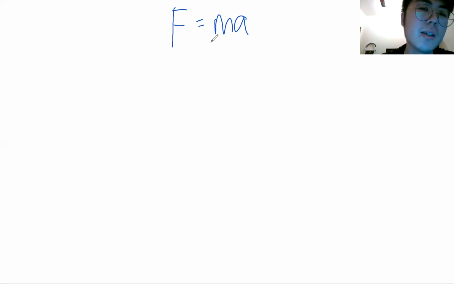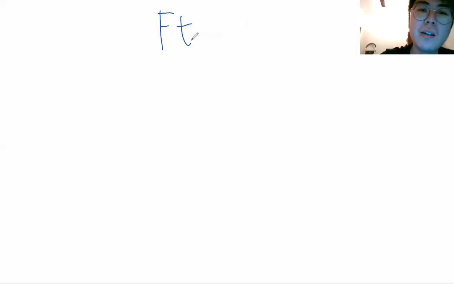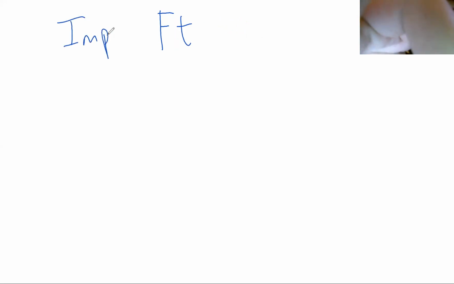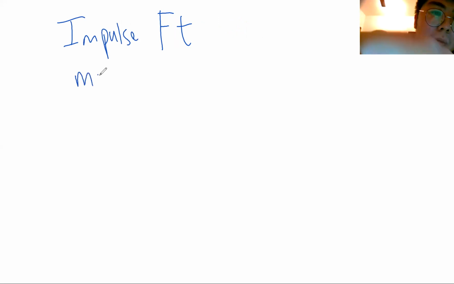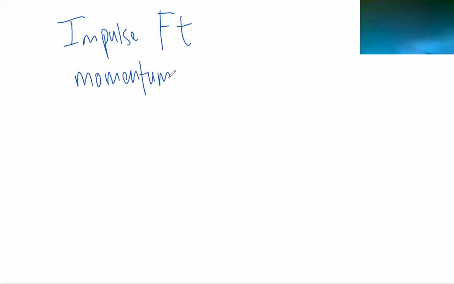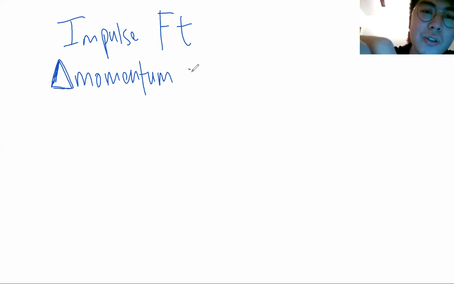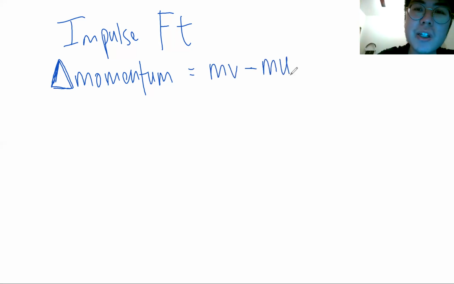Now let's go to Newton's second law. The second law is F equals ma. Before this chapter, we learned about momentum, right? What is the impulse formula? Impulse is F times t. Change of momentum, this triangular shape means change, you learned that in maths. Change of momentum is mv minus mu, final momentum minus initial momentum. What we learned is that impulse is equal to the change of momentum.